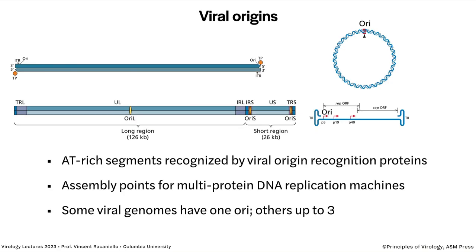Let's talk a little bit about viral origins of replication. We've talked about these for polyomaviruses and papillomaviruses, parvoviruses, adenoviruses, and herpes viruses. Some of these genomes have one, some have two. The adenovirus has two, and the herpes virus has three origins. These are generally AT-rich segments that are recognized by proteins called viral origin recognition proteins, and they are the assembly points for multi-protein DNA replication machines.